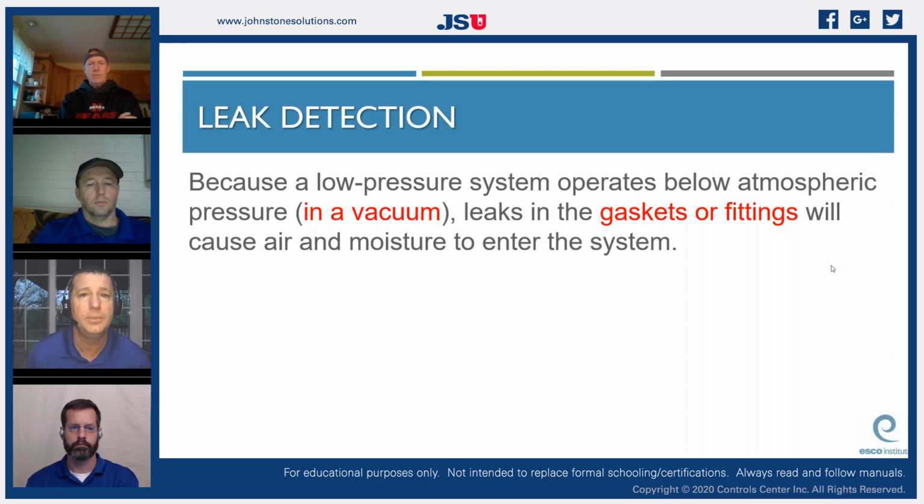One of the things we have to really pay attention to with these systems is leaks in the gaskets or fittings, because they will cause air or moisture to enter into the system. When we talk about type 1 and type 2 pieces of equipment, we're talking about systems that are constantly operating on the low side and the high side. They're operating in a positive pressure. So if we have a leak on a type 1 or a type 2, it's going to leak out, right?